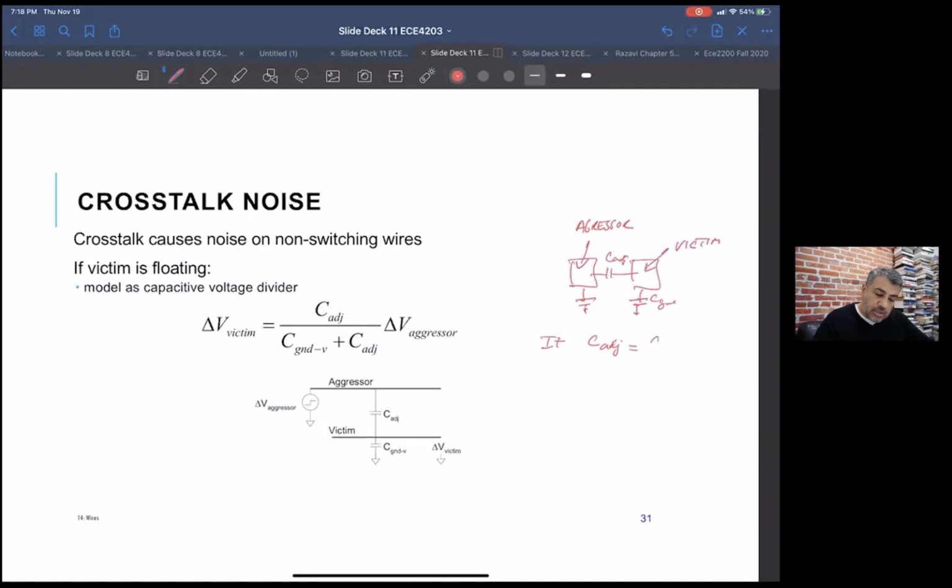If C adjacent is equal to C ground, then you'll see a huge change in the victim because it'll end up being 1/2 of VDD. So that's definitely going to be over your noise margin, or right at it. Even if you had the perfect 50% of VDD noise margin, you would end up right at the edge. So it'd be a bad situation. When you have a floating node, essentially you do not want floating nodes.